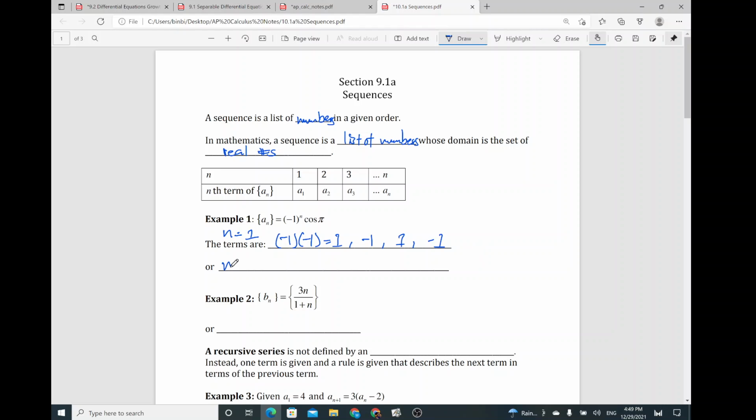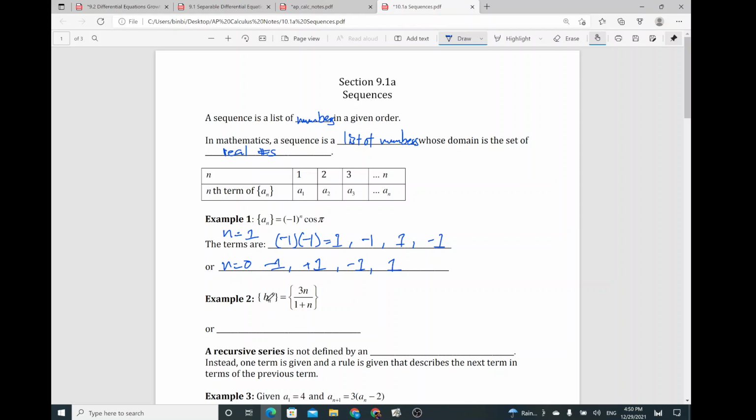If you started with n equals 0, then it would be 1, negative 1, positive 1, negative 1, positive 1. So it depends on the value of n that you start with.